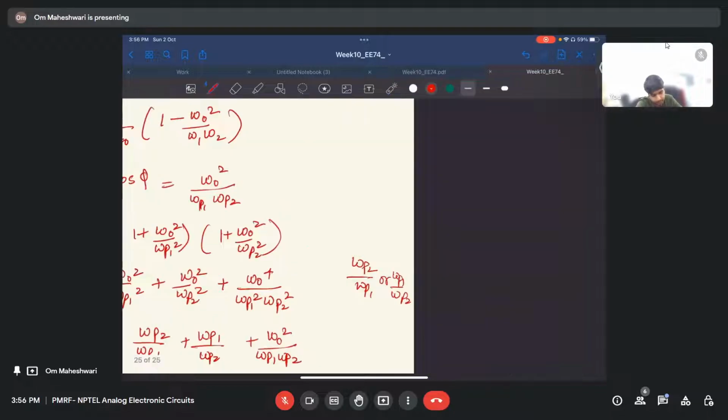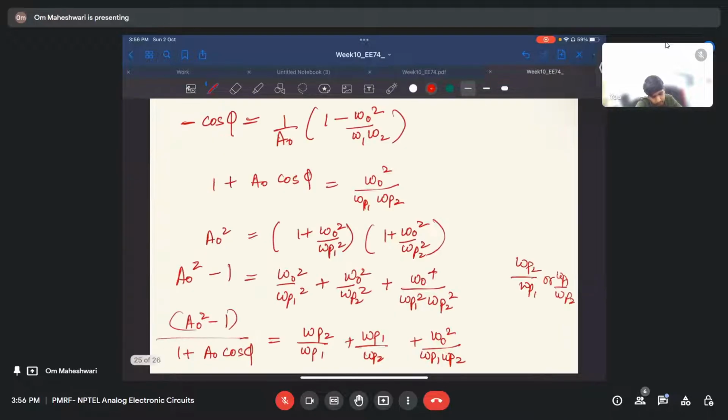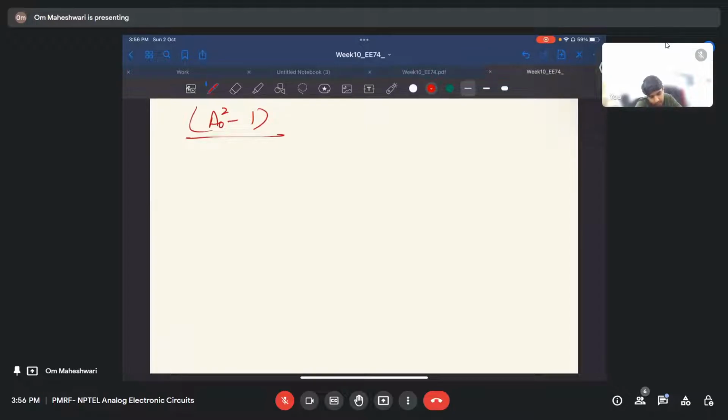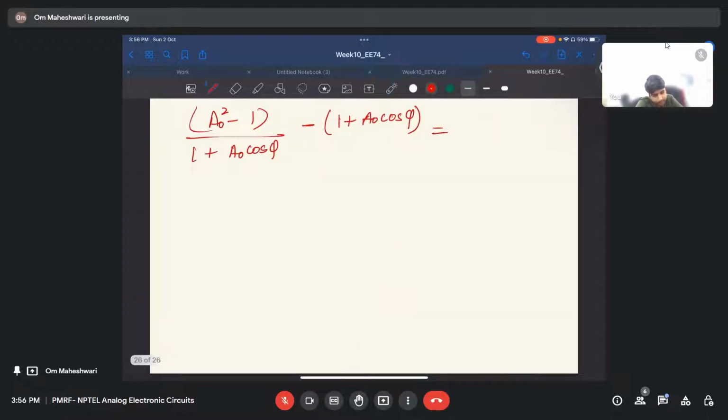Next step is a naught square minus 1 divided by 1 plus a naught cos phi, minus 1 plus a naught cos phi. Then this term will go away since this is this. We will be left with these two only: omega p2 by omega p1 plus omega p1 by omega p2.